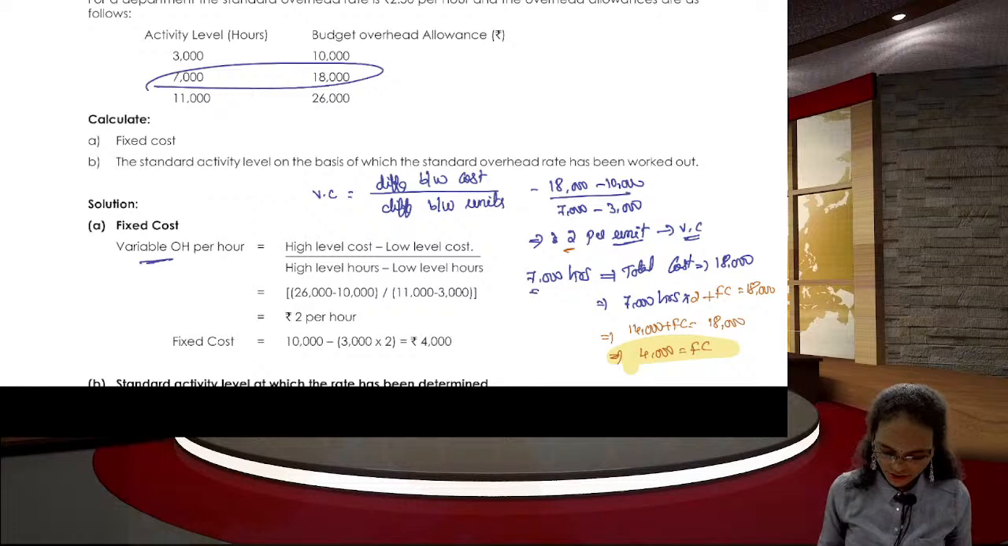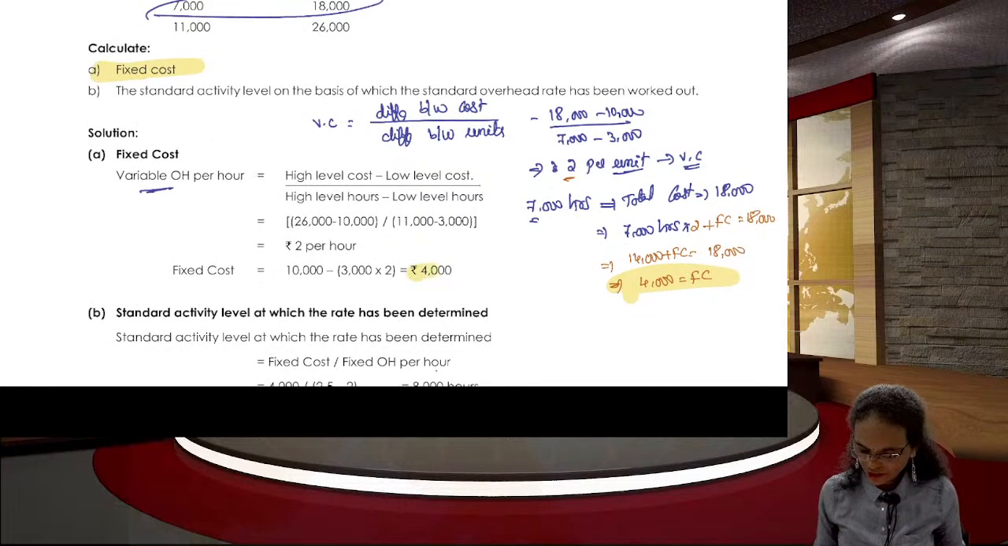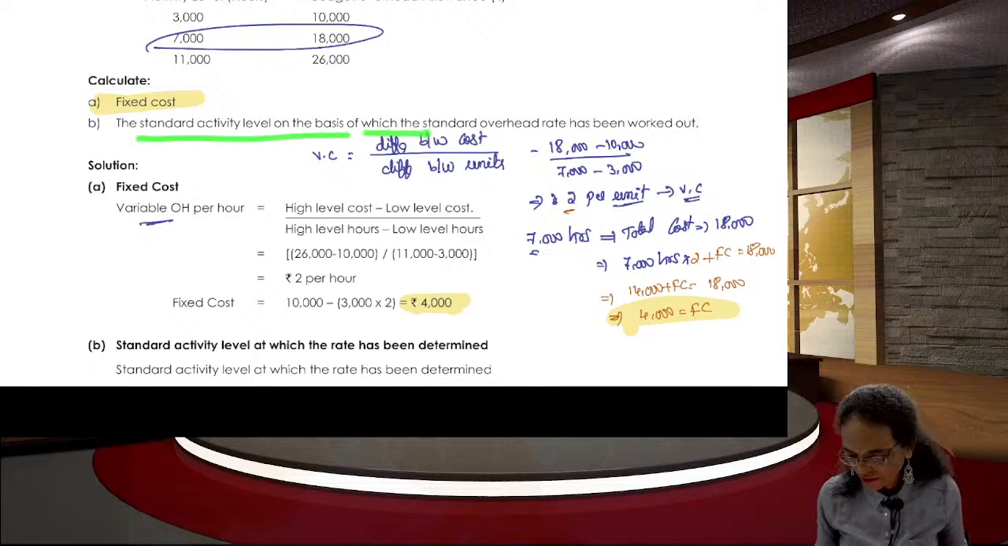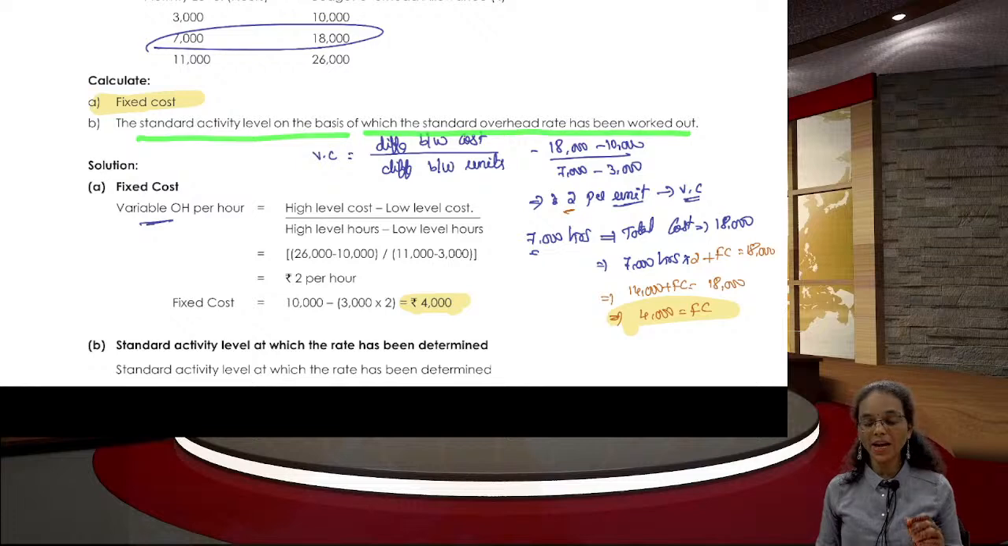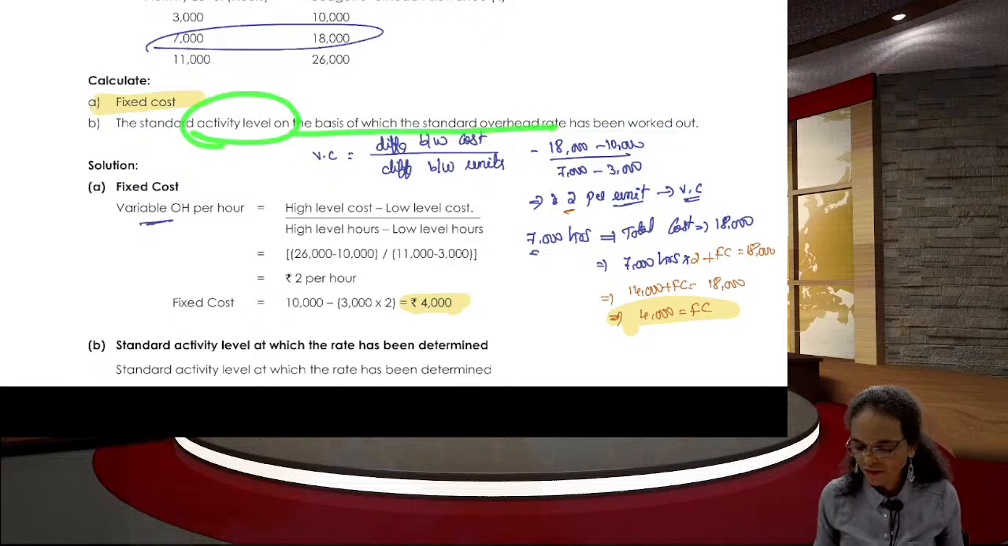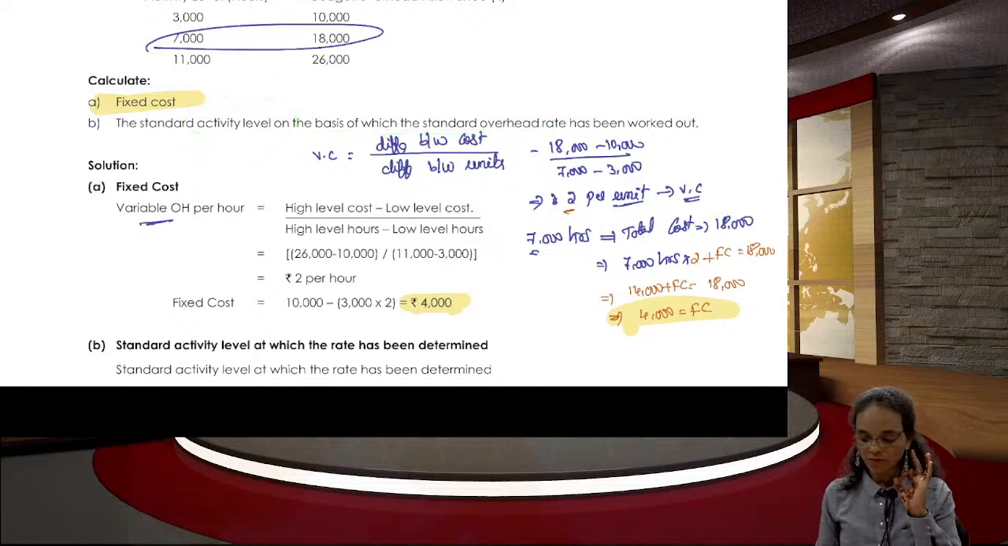4,000 rupees is a fixed cost. That's what he asked to find out. Fixed cost, we got the fixed cost. Next thing, the standard activity level on the basis of which standard overhead rate has been worked out.